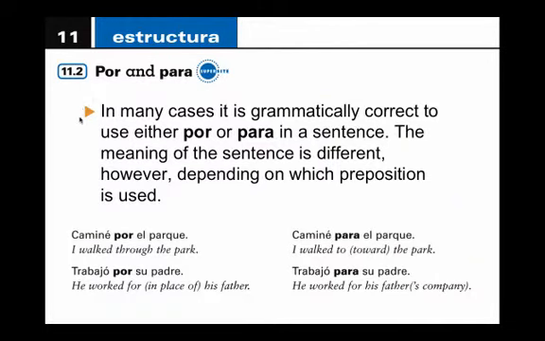In many cases, it is grammatically correct to use either por or para in a sentence. The meaning of the sentence is different, however, depending on which preposition is used. Okay, and here we have more information than what we really need right now, because this is talking about the past tense. We are not there yet, so not to worry about it. I just wanted to put it in here so that you have a look at por versus para and its different uses.